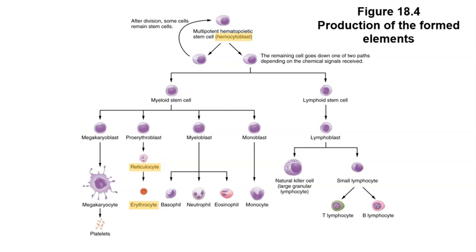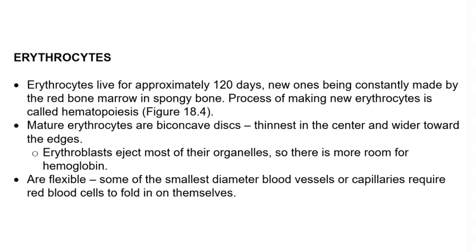Some of the hemocytoblasts specifically develop into cells called reticulocytes, and reticulocytes are the precursor cells of the erythrocytes. Fully mature erythrocytes are cells that are shaped like biconcave discs, which is a disc-shaped cell that is flattened in the middle on both sides and is wider toward the edges. Erythroblasts are the cells that eventually become the reticulocytes, and will eject most of their major organelles prior to maturation, which helps to make more room within the cell interior for hemoglobin proteins.